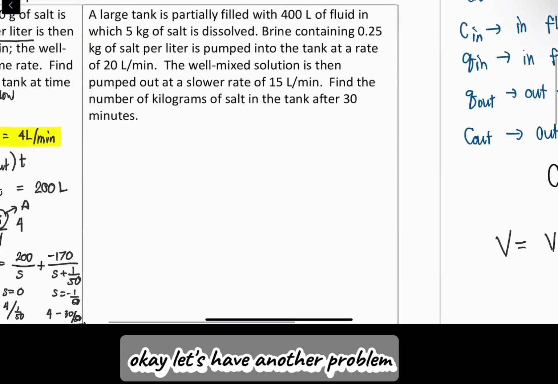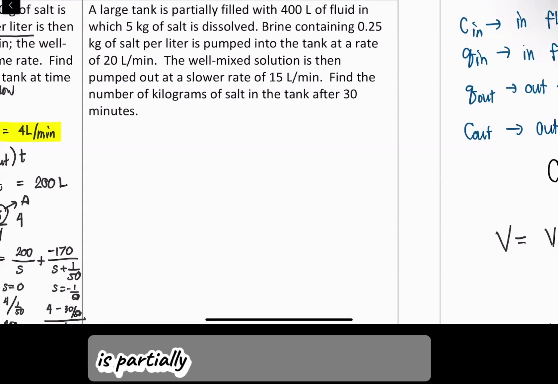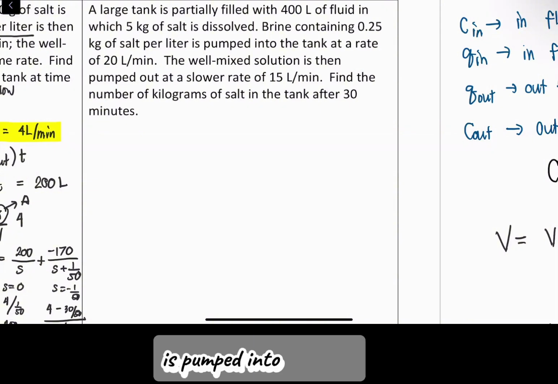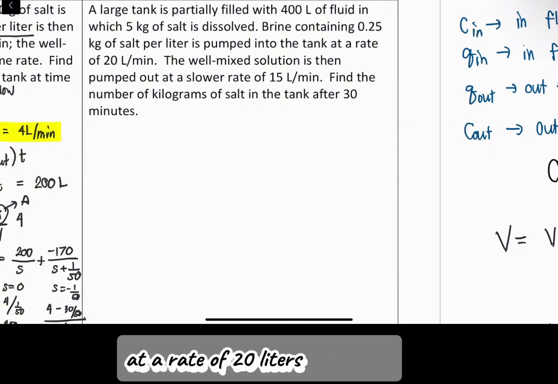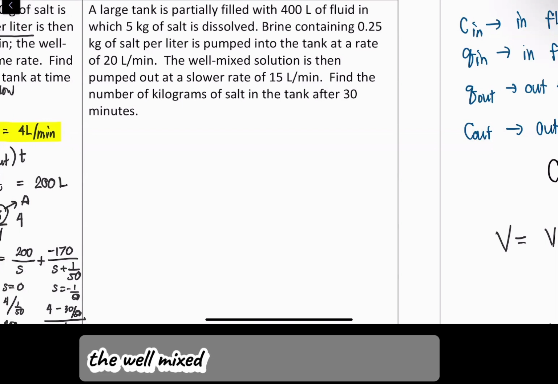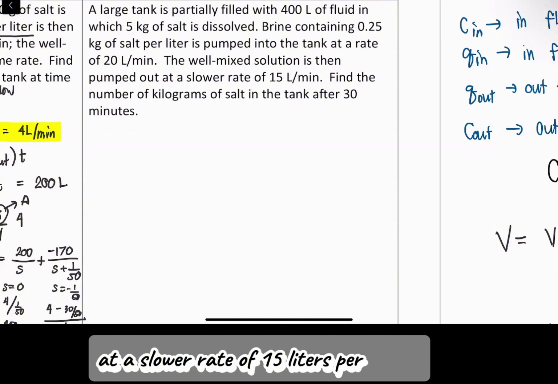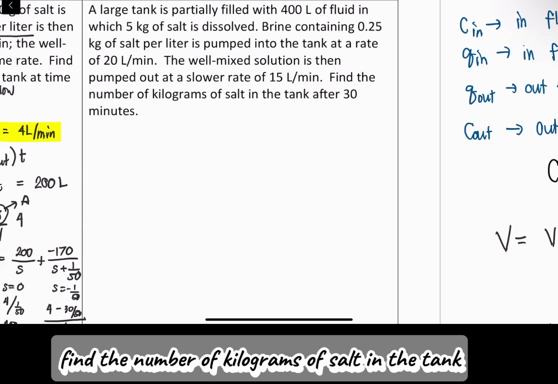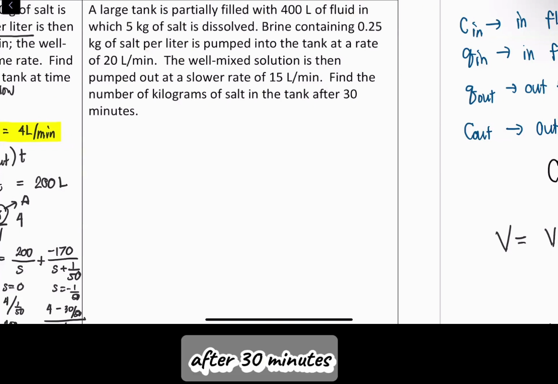Okay, let's have another problem. A large tank is partially filled with 400 liters of fluid, in which 5 kilograms of salt is dissolved. Brine containing 0.25 kilograms of salt per liter is pumped into the tank at a rate of 20 liters per minute. The well-mixed solution is then pumped out at a slower rate of 15 liters per minute. Find the number of kilograms of salt in the tank after 30 minutes.